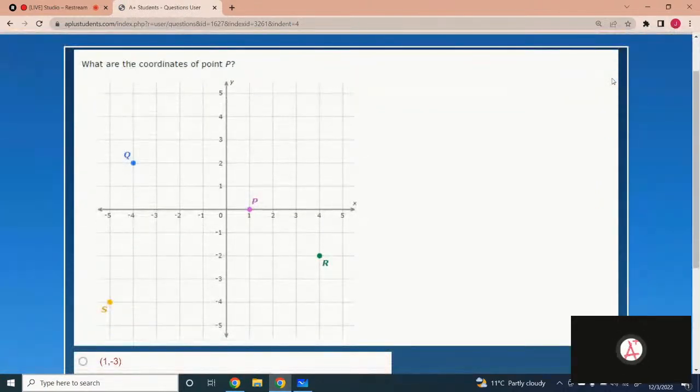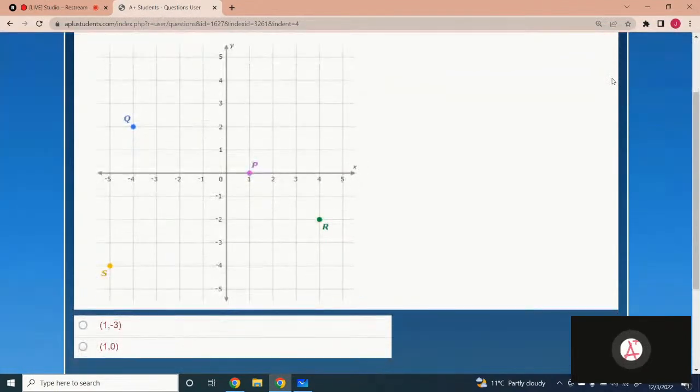Okay, what are the coordinates of point P? So which is the correct option, the first one or the second one? Which option is the correct one? No one is answering. Why? Please write the answers in the chat box if you know the answers. Otherwise, if you have any question, any confusion, write the question in the chat box.